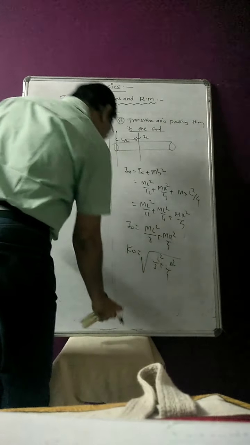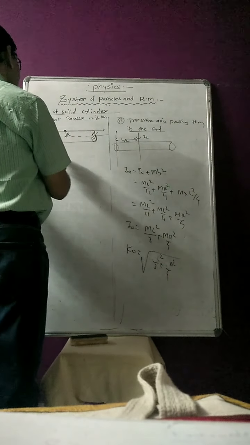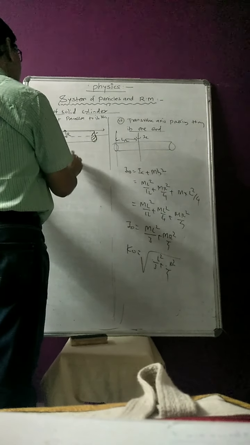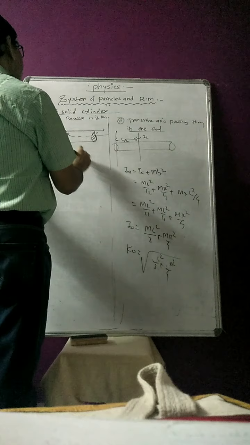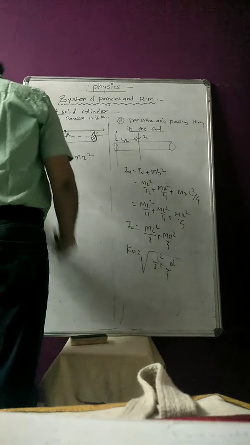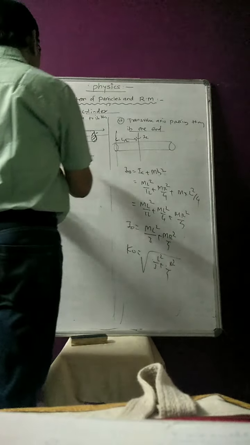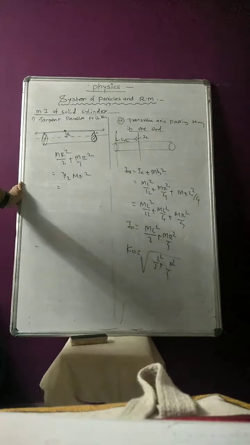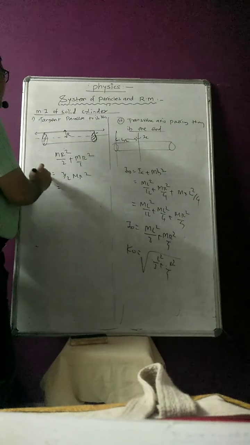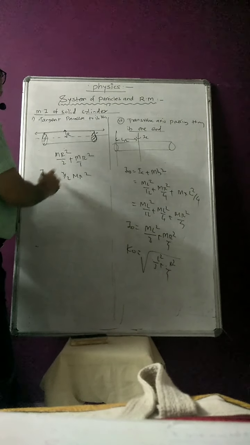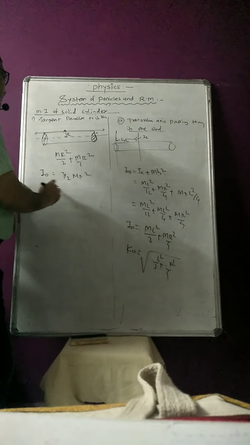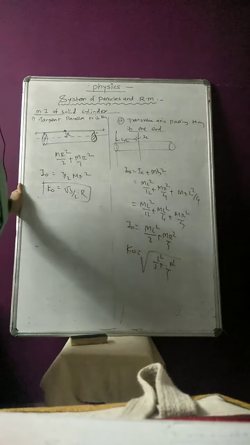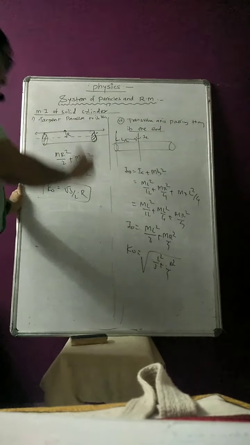Now that answer you have calculated, which one? That answer will be mr square by 2 plus mr square. So can you tell me what that answer will be? That answer will be 3 by 2 mr square. And if this is 3 by 2 mr square, then IO is equal to this. Therefore KO is equal to root 3 by 2 times r, because m will get cancelled. So that will be the answer for the solid cylinder.